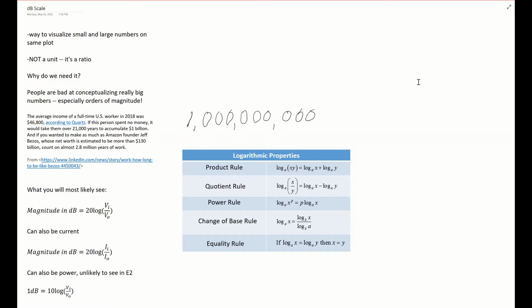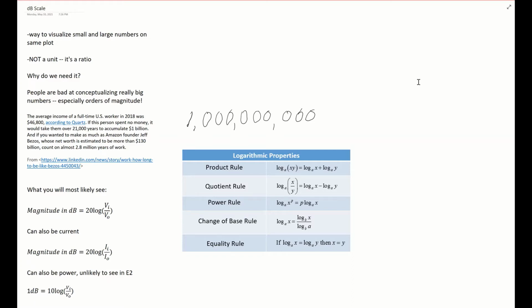If you're completely new to this, basically the decibel scale is a way to visualize really small to really big numbers on the same plot. It is not a unit. That's a common misconception. It's actually just a ratio, and I'll show you that later when we show you the actual formulas that you're probably going to be seeing in E2.